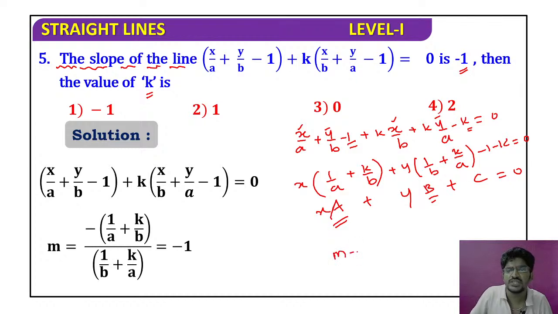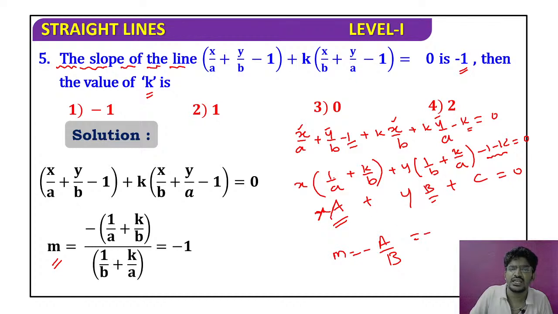So we know that slope is equal to minus a by b. Clear? So all these things I have solved here for m. Directly I have written m. So don't get confused about how to write m directly. First you have to simplify this equation like x by a plus y by b minus 1 plus k into x by b plus k into y by a minus k equal to 0. You simplify this, take x as common, y as common, and the remaining term is minus 1 minus k. Once you get this equation, you compare it with ax plus by plus c equal to 0. If you compare it with this equation, m will be equal to minus a by b.